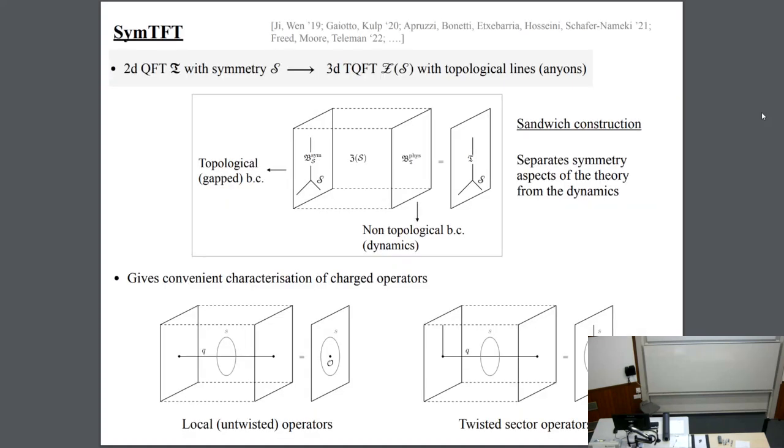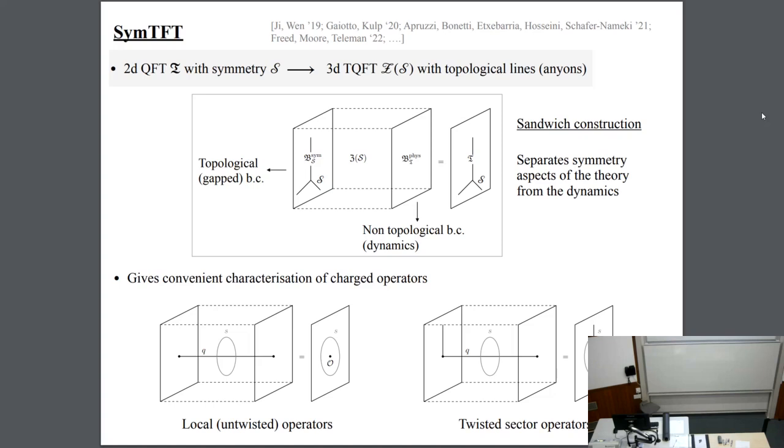So what is the SymTFT? The SymTFT is something that takes as input a two-dimensional quantum field theory that has symmetry S, described by some fusion category, and then it outputs a three-dimensional topological theory, Z of S, that also has topological lines called anyons. And mathematically, this Z of S is what's called the Drinfeld center of the fusion category. So this 3D TQFT has two boundaries, a symmetry boundary on the left and a physical boundary on the right.